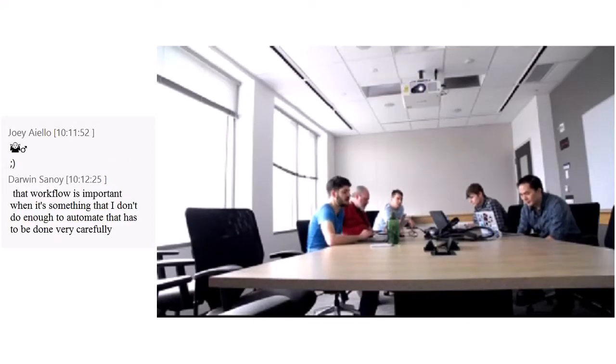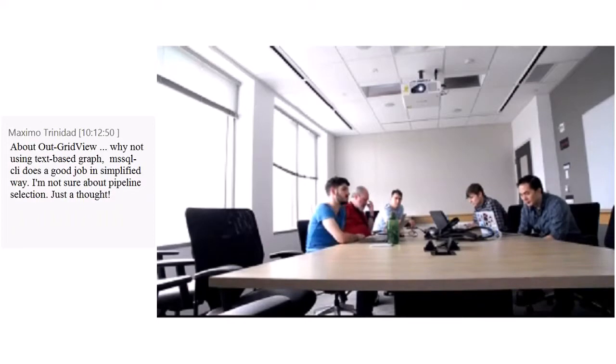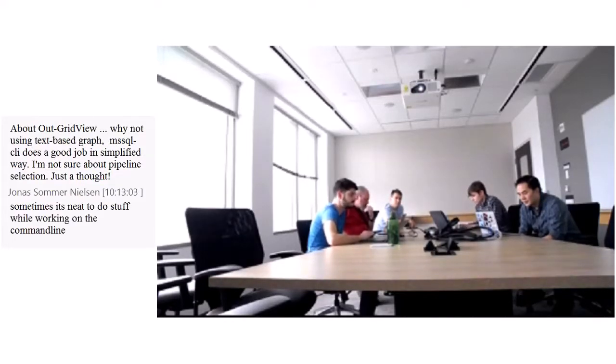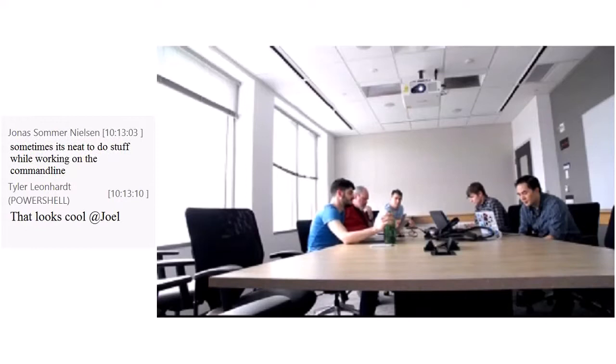But this is a great point you raised, Darwin, that you want to do something very carefully when you're automating. You just need to do something one time, and you don't want to accidentally use Where-Object incorrectly and then delete a bunch of stuff that you need. It's not just that; it's also the ROI of automation. You've got to know when not to automate, because sometimes you spend more time screwing around with the code than you do on the activity. Yes, classic.